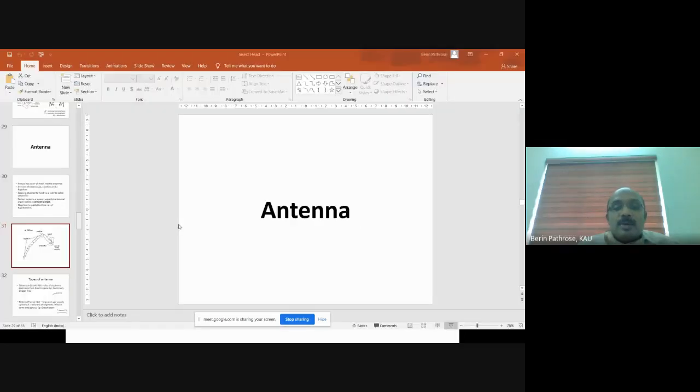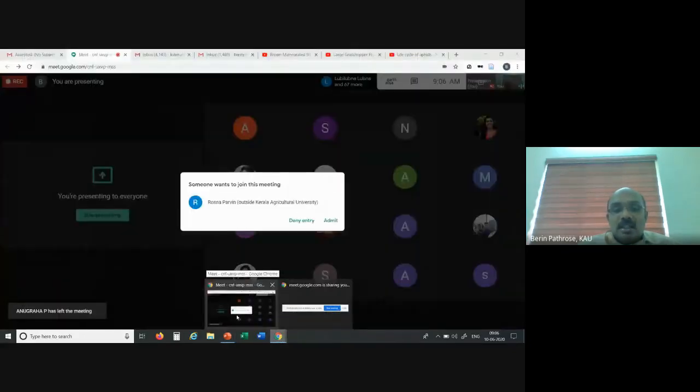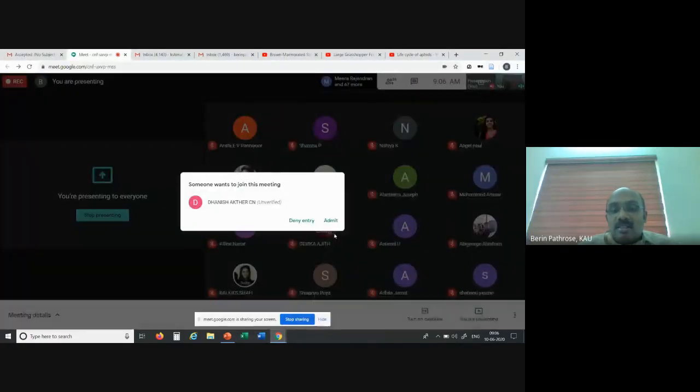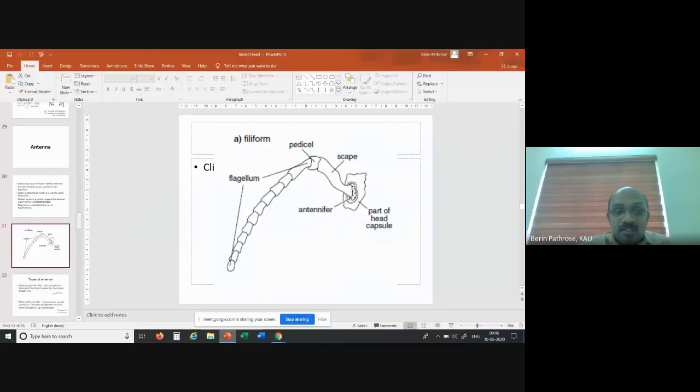You must have seen that the flagellum is not a single segment. The flagellum consists of a number of segments, and these are called flagellomeres. The segments in the flagellum are called flagellomeres.